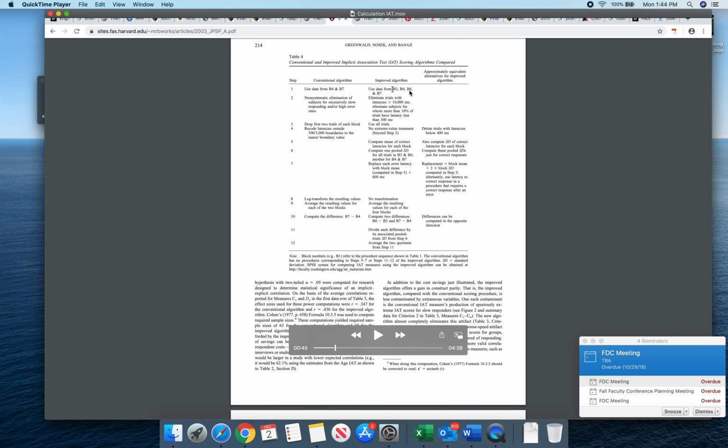Let's say B6 in this case is incongruent, should be longer, minus B3, right? So always have your incongruent block first, minus your congruent block. Same thing goes for B7 minus B4. Notice that right there. Divide each difference by the associated pooled trial standard deviation from step 6, which we mentioned here, and average the 2 quotients.